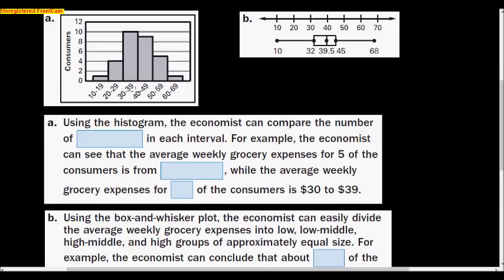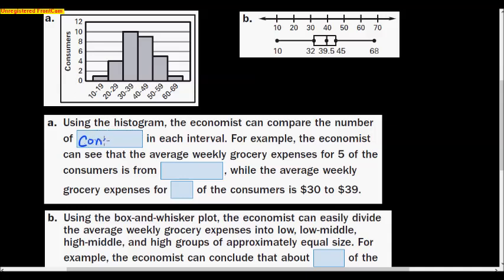These are the average weekly grocery expenses for these consumers. So you can see between $10 and $19, there's one person that spent between $10 and $19. Between $30 and $39, this is 10 people that were surveyed. Okay, so using the histogram, the economists compare the number of consumers in each interval.